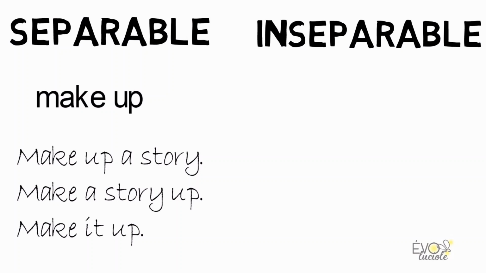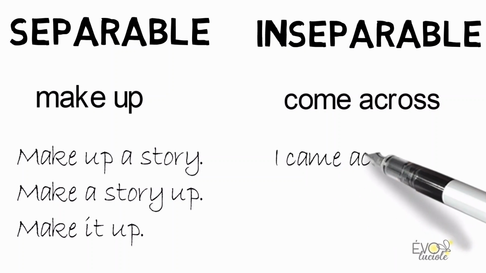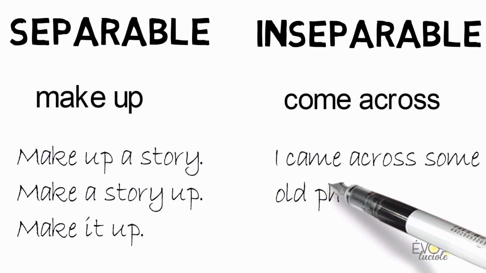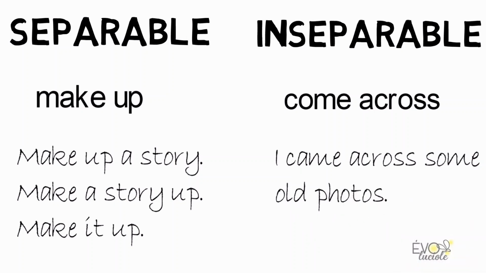In the case of inseparable phrasal verbs, you are not able to separate them. For example, come across. I came across some old photos. This is the only way you can say this. You cannot say, I came some old photos across. It's impossible in English.